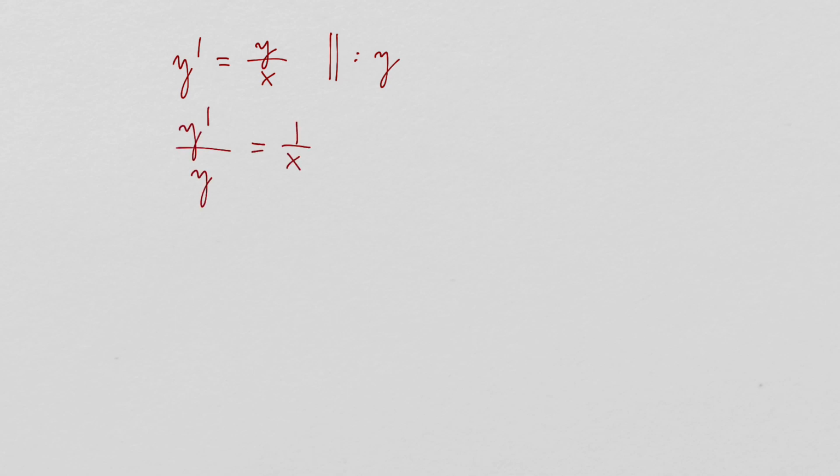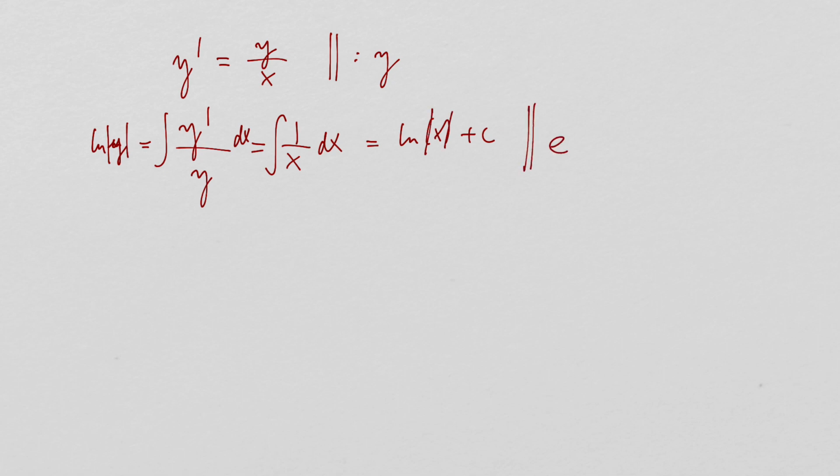Let's solve the equation. Derivative of y is y over x. We can divide by y to obtain that y prime over y is 1 over x. We can then integrate on both sides. The integral of 1 over x is ln x plus a constant. Similarly in the left, we get ln y. Well, we might have to add absolute values here. Let's take the exponential on both sides.